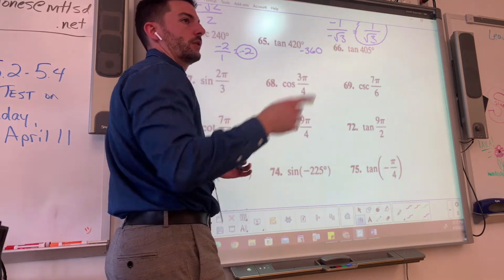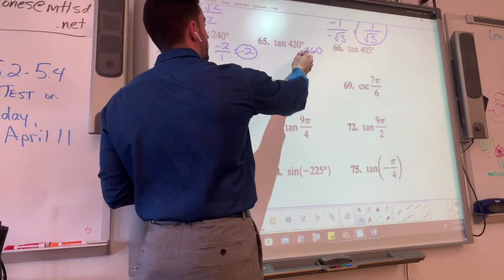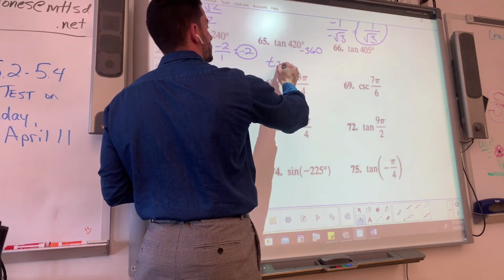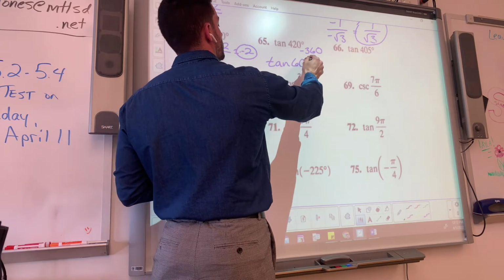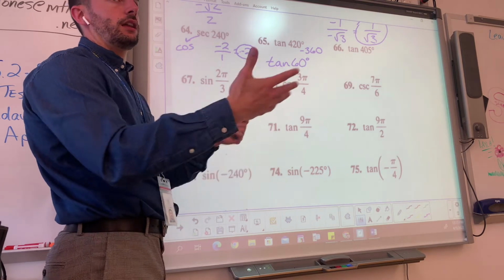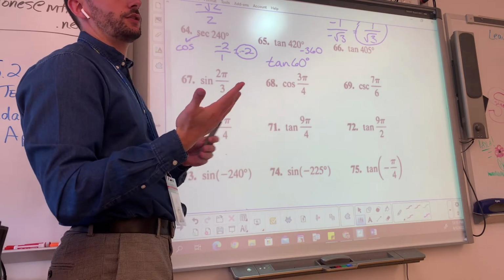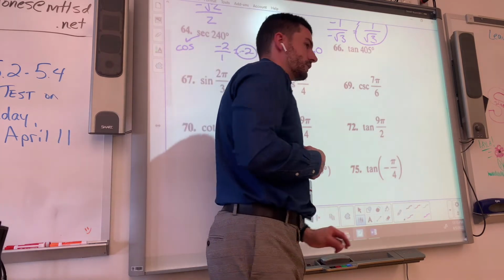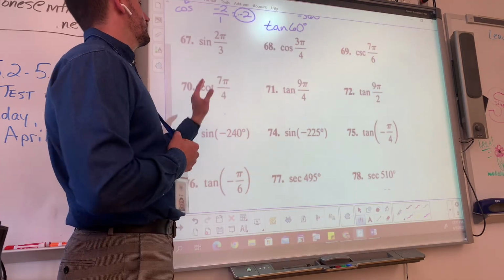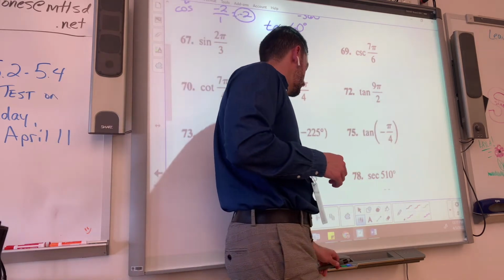Okay, because what we're doing with that is we're kind of taking away that one full rotation it would have made. So 420 minus 360 would be just 60, right? So we know that the tangent of 420 is going to be the equivalent of tangent of 60, and then I'll be able to use that 60-degree angle to find my answer there, okay? Yeah, 67 through 70, just look for the number of radians on a unit circle, same type of thing, okay?